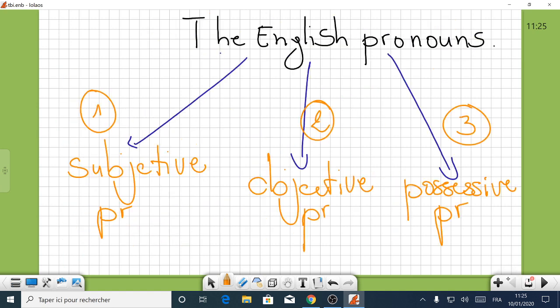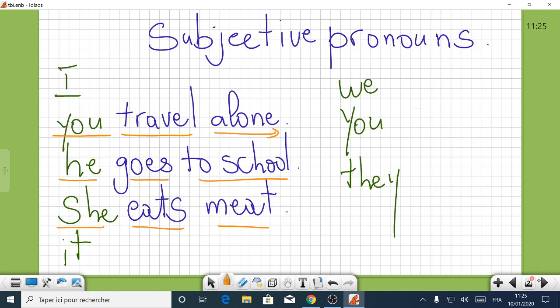So I go back and see what we have seen. I said that in this lesson we shall see the English pronouns, and I talked about three types of pronouns which are very familiar and common in English. The first one is subjective, the second one is objective, and the third one is possessive. The first one that we are going to start with is the subjective pronouns, and I wrote them here. So they are I, you, he, she, and it, and we have you, we, and they. Of course, we have singular, and we have plural.